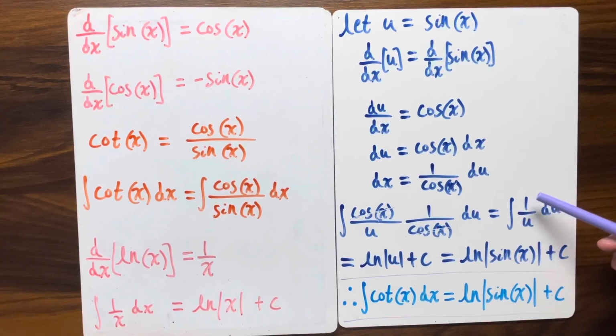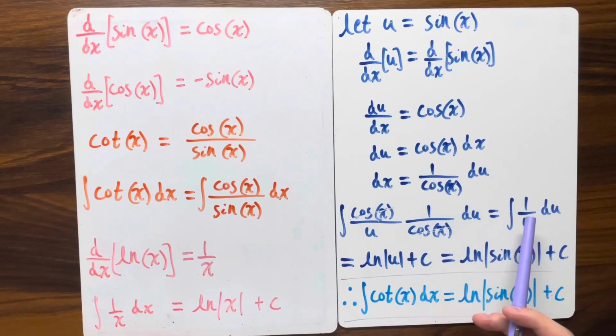So what is the integral of 1 over u du? Well, we know that the derivative of ln of x is equal to 1 over x. This came from the derivative of e to the x. So the integral of 1 over u is just ln of u plus c. But remember, u is sine of x, so the integral becomes ln of sine of x plus c. So therefore, we can say the integral of cotangent of x is equal to ln of sine of x plus c.